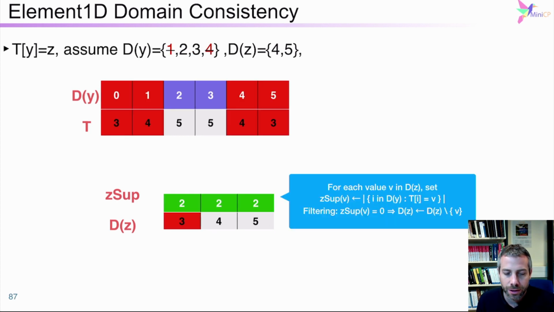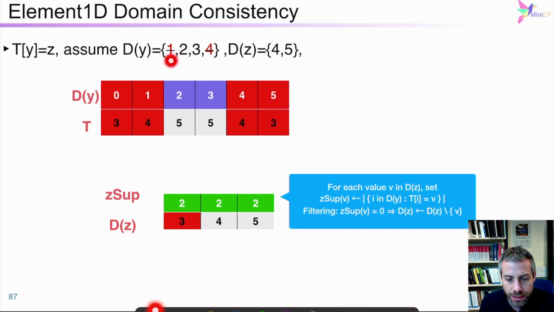Let us now assume that some values were just removed from the domain of the variable y. So I realize now that the indices 1 and 4 have just been removed from the domain of y. It means that these entries are not reachable anymore, but they were the only possible entries that would give a 4 for the target variable. It means that this value 4 should be removed from the domain of z, because there is no support in the possible left indices. As possible indices for y, I have 2 and 3 that would give a 5, but the 4 is not possible anymore, so I can safely remove it.